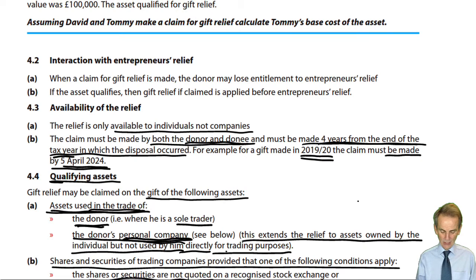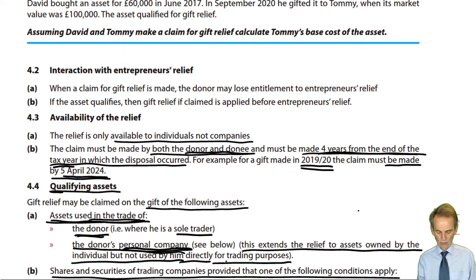In terms of interaction with entrepreneurs relief, then this one comes first. If you are choosing to defer a gain, it does not become chargeable. Entrepreneurs relief is a tax rate. It is only applicable to those gains that have not been deferred or exempted, those gains that still remain taxable in relation to your tax year.